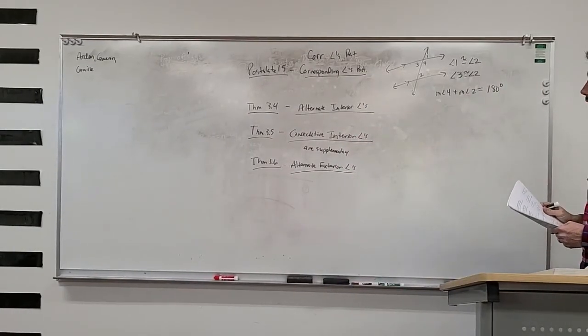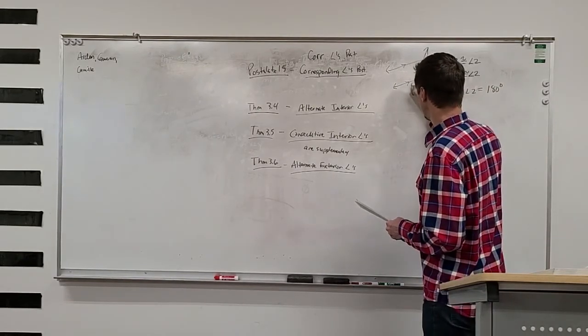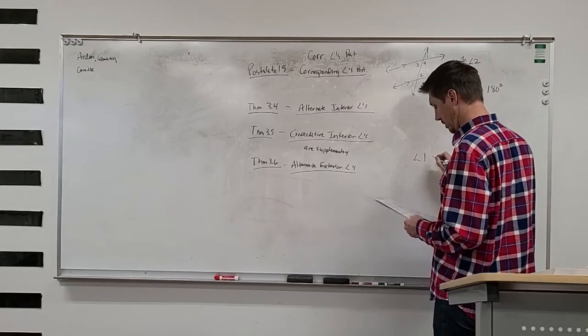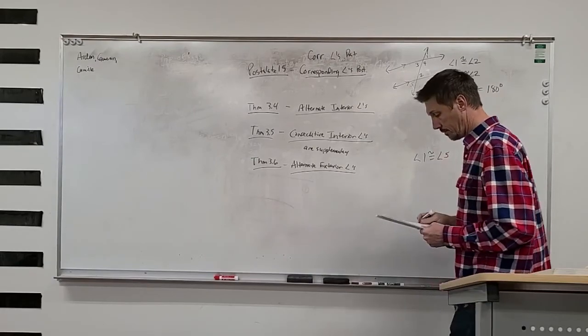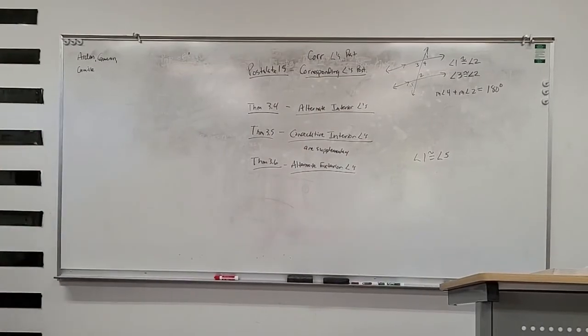So I'm sort of drawing these out of order. It doesn't really matter. In my diagram here, your diagram could look totally different from mine. But what that tells me in this diagram is that angle 1 is congruent to angle 5. So alternate exterior angles are congruent.